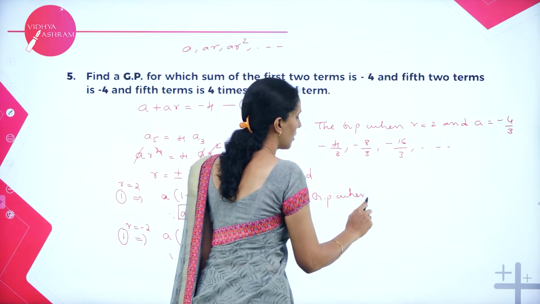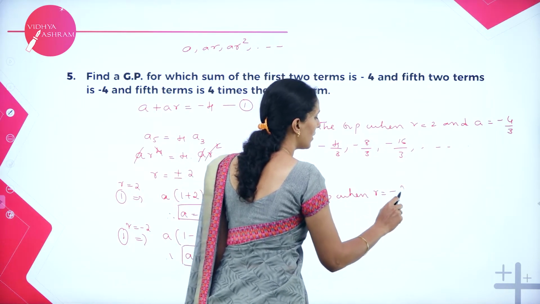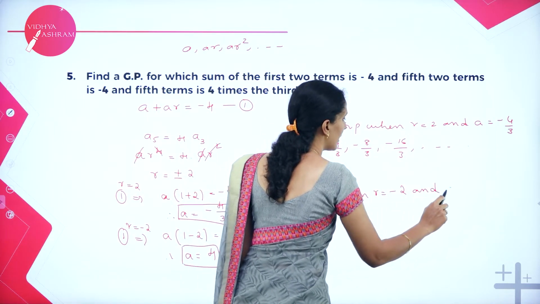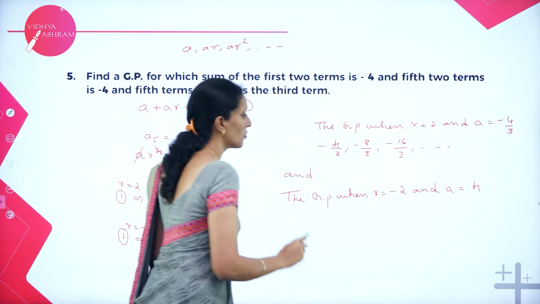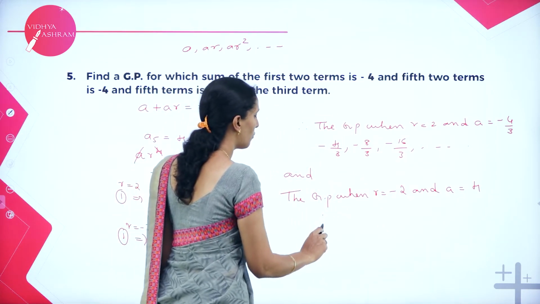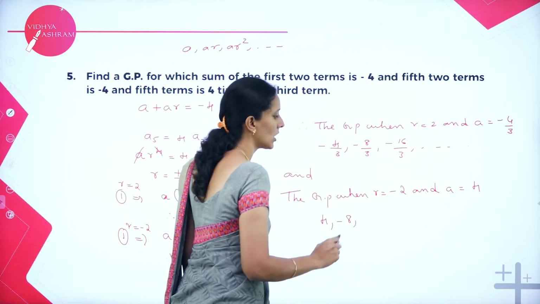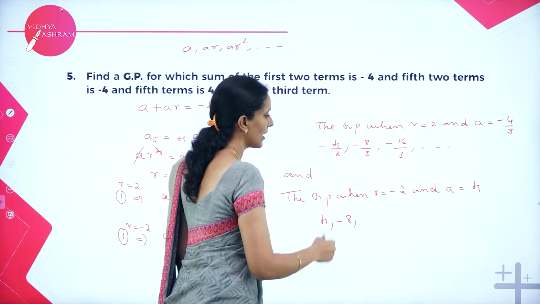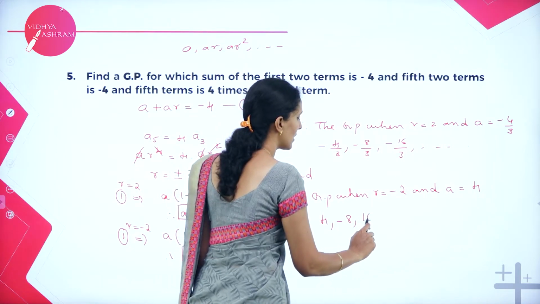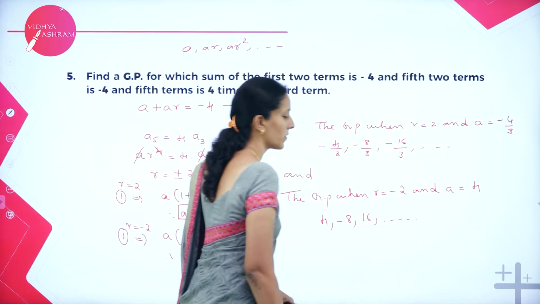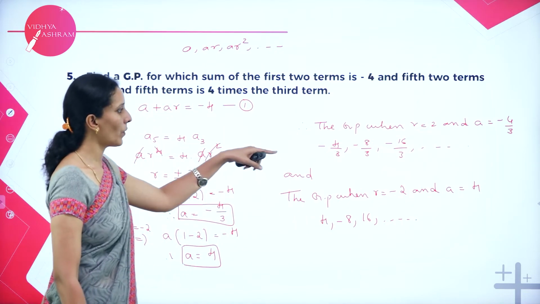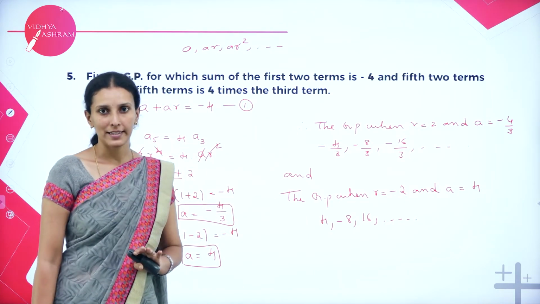Next, the GP when R is equal to minus 2 and A is equal to 4. So first is A, so 4. Next is AR, 4 times minus 2 is minus 8. Next is again minus 8 into minus 2, which is 16, comma, etc. So this is the required sequence for the given two cases.